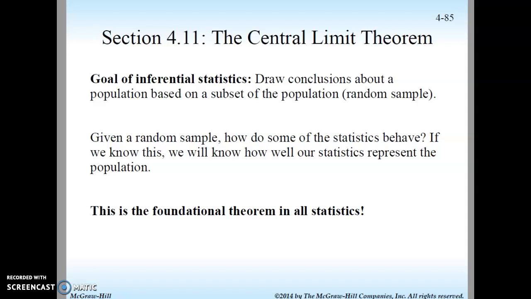So this theorem that we're going to study really helps us: given a random sample here in the middle, how do some of those statistics behave? If we're just calculating a mean or a standard deviation from a sample, we need to understand those things really well. If we know that, we're going to know how well our statistics represent the population. This is the foundational theorem in all statistics, and anybody that studies statistics understands this theorem really, really well.